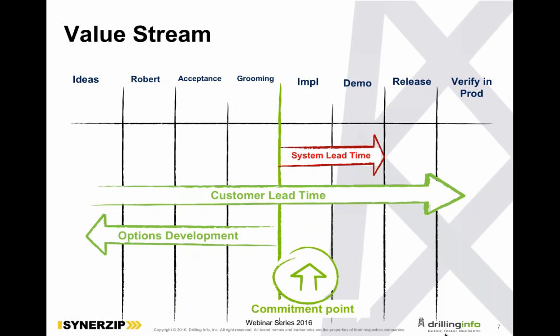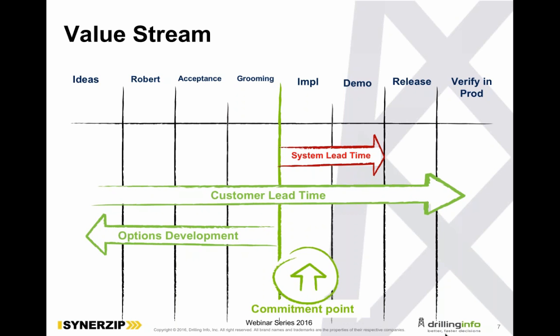And then you have the customer lead time, and that's from the customer perspective. That's when they submit an idea until they can actually use it. And then you have the system lead time, and that's the team's lead time. So that's usually from that commit point into the next infinite queue. And for my team, the next infinite queue was in that release column. And so we would implement it and do some review of the code, and we had certain policies there, and then we would demo it to the team.